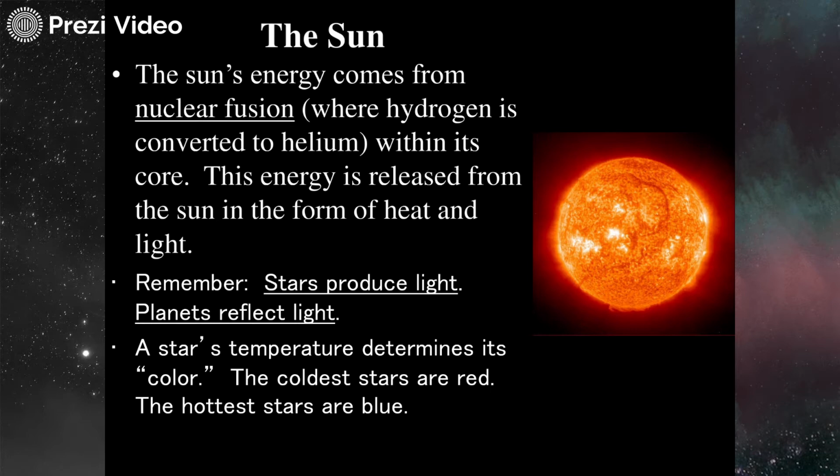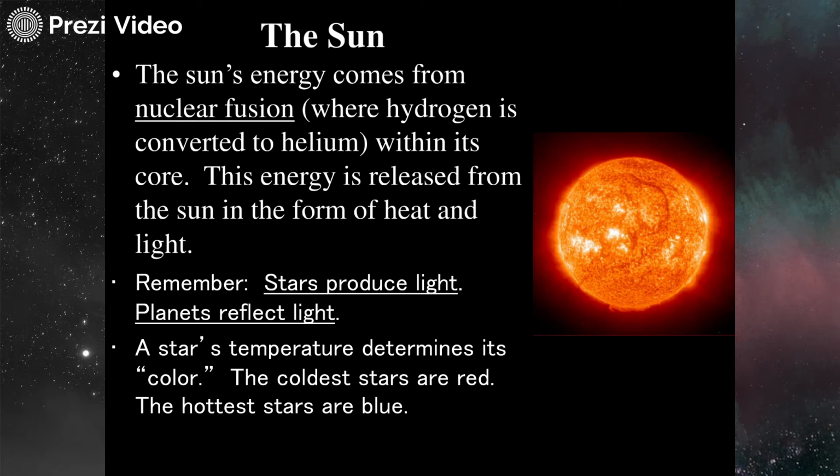And stars produce light. Planets reflect light. So planets and moons, though when we look up in the sky, you can see Venus, you can see the moon, and it may look like they are giving off light, but they are not. They're actually just reflecting light from the sun. The sun is the only thing that emits light in our solar system.